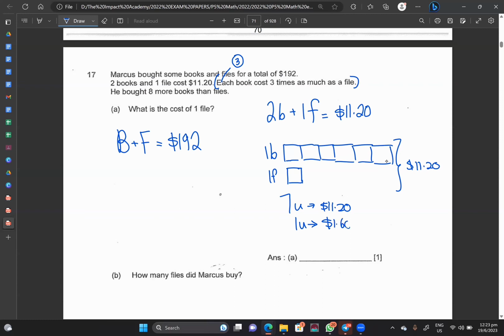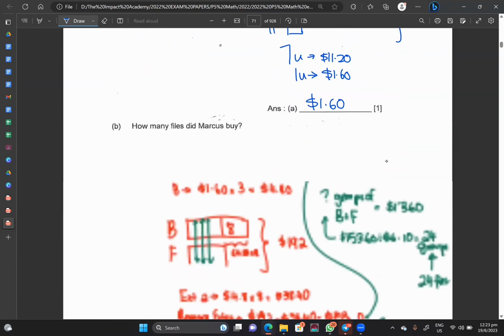And since I have 1 unit, I can read the question. The question wants us to find the cost of one file. And as you can see over here, one file is just 1 unit. And therefore, my answer for this question has to be $1.60. Okay, so we are going to move on to the next question.